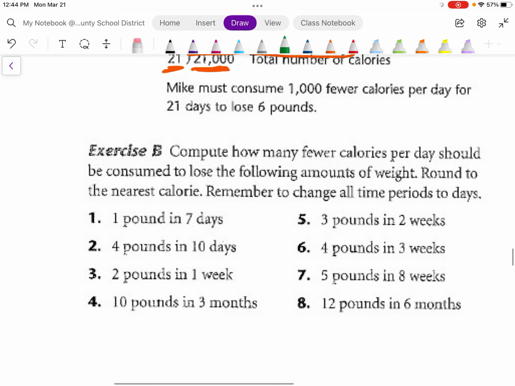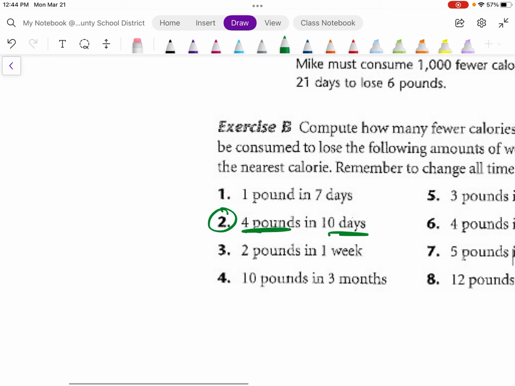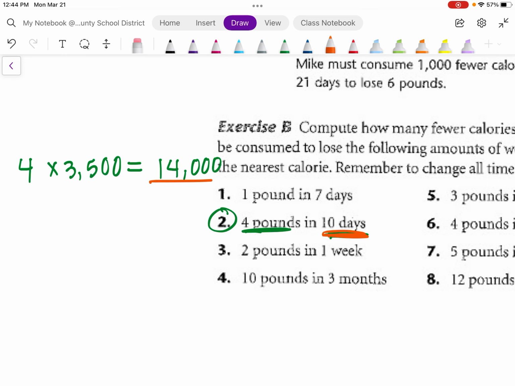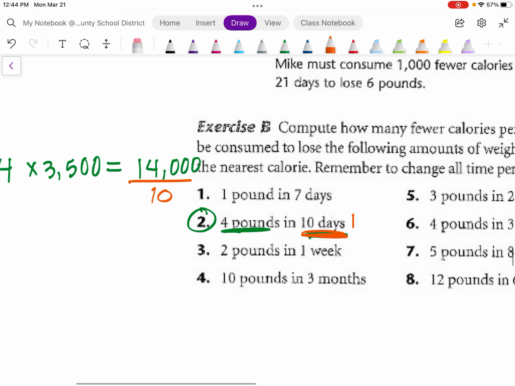So let's go ahead and complete number 2 together. Let's say we want to lose 4 pounds in 10 days. That seems like a lot. For 4 pounds, we're going to multiply 4 times 3,500, because that's how many calories are in each pound. That means we're going to have to decrease 14,000 calories total. Then we divide by the number of days, in this case 10, which means we're going to reduce our calorie consumption by 1,400 each day.